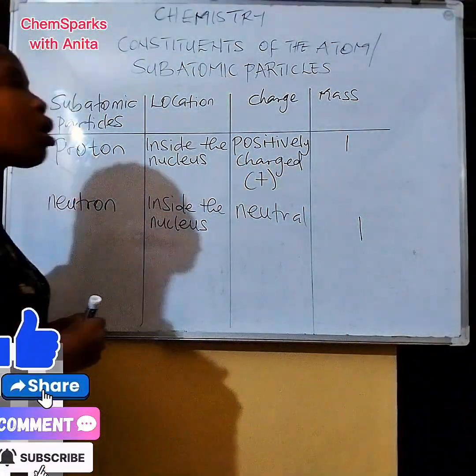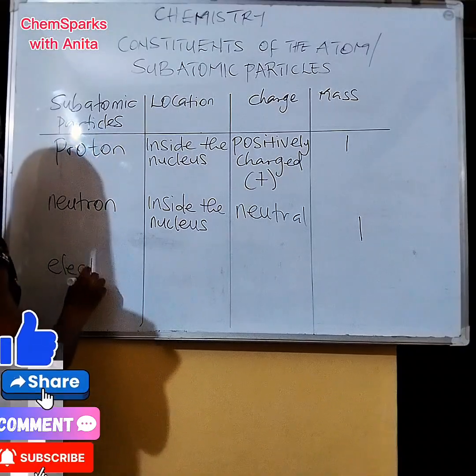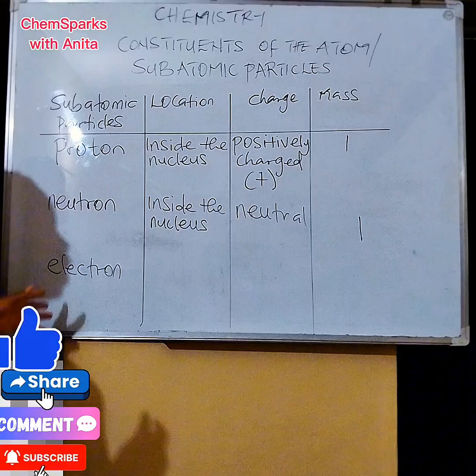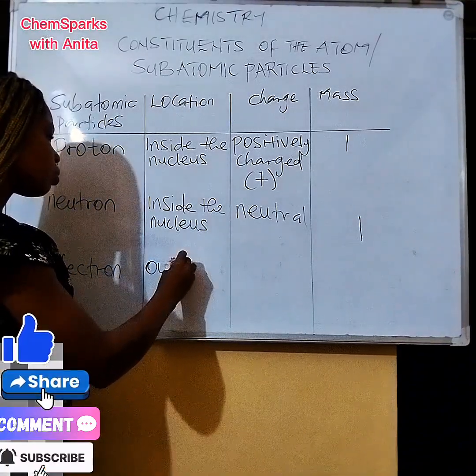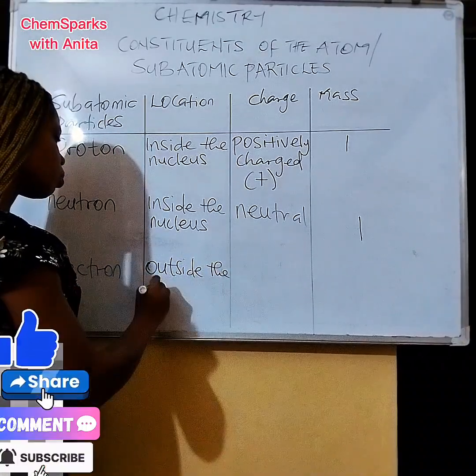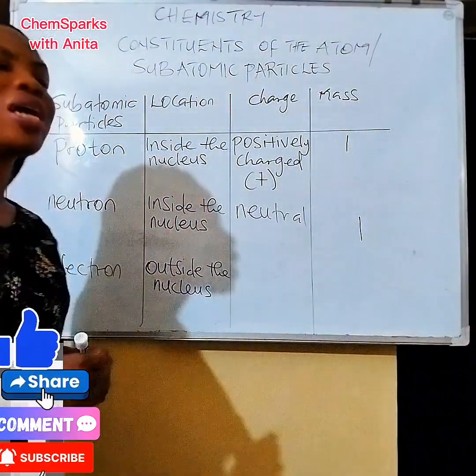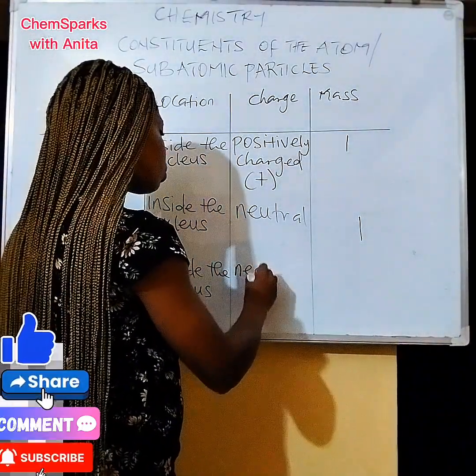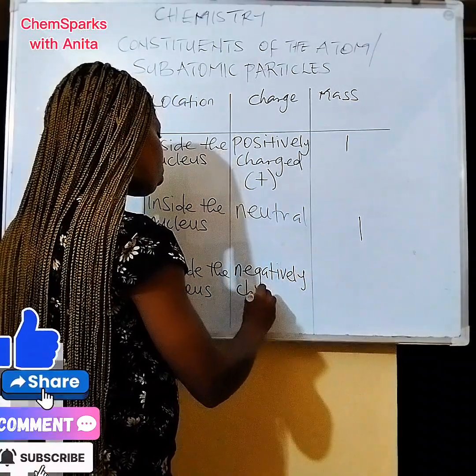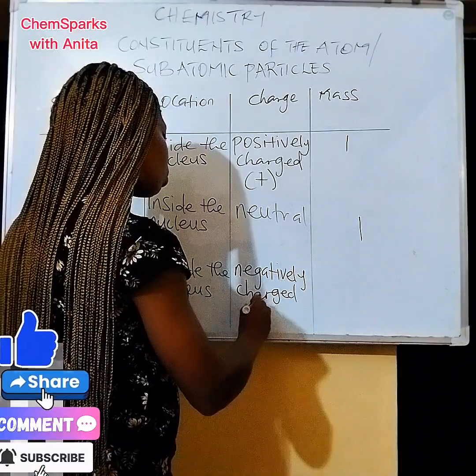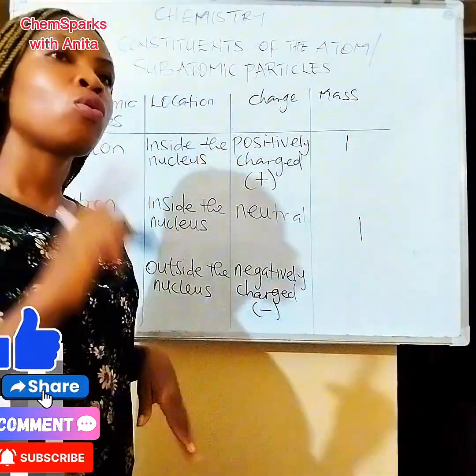And the next of the subatomic particles is the electron. We have the electron. Where is the electron located? Outside the nucleus. What is the charge of the electron? The electron is negatively charged. And what is the mass of the electron?